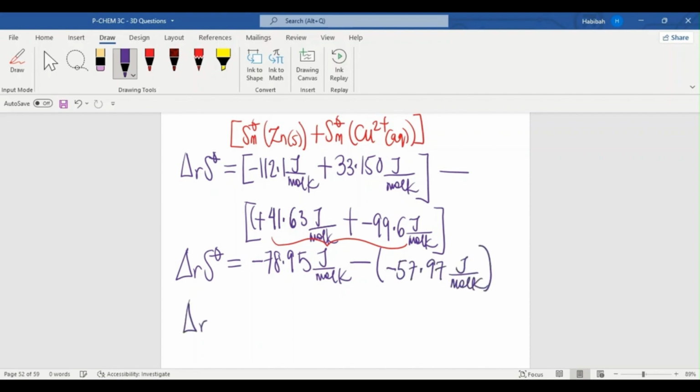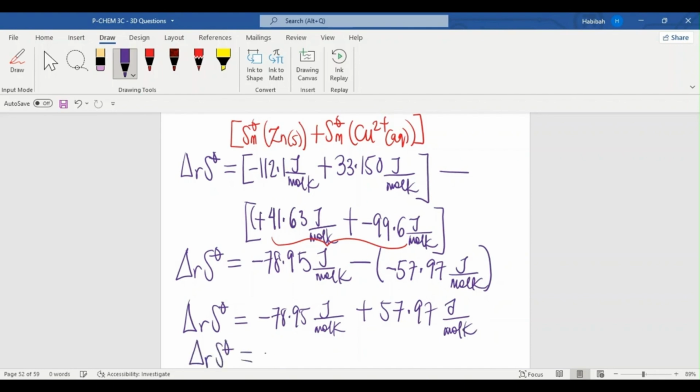So you have the change in standard entropy of reaction will be negative 78.95 joule per mole Kelvin plus negative 57.97 joule per mole Kelvin. So when you add this information up, the change in standard reaction entropy will simply be negative 20.98 joule per mole Kelvin. So this is basically the answer to this question.